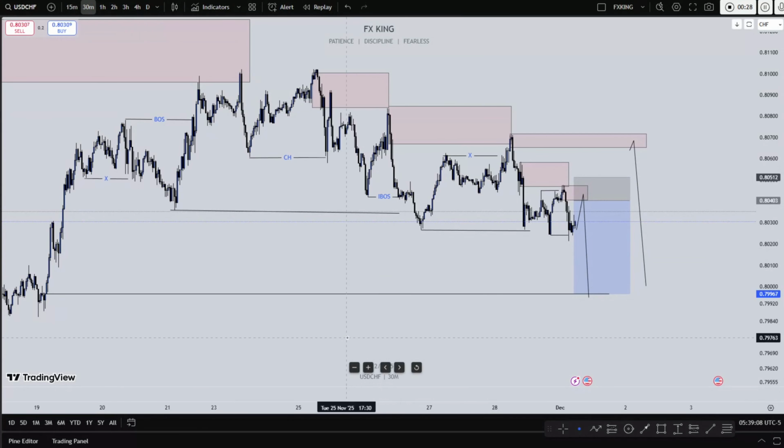So on our screen here we have a pair. This is USD CHF, and this is what I'm currently looking at this morning. Today is Monday, the 1st of December.